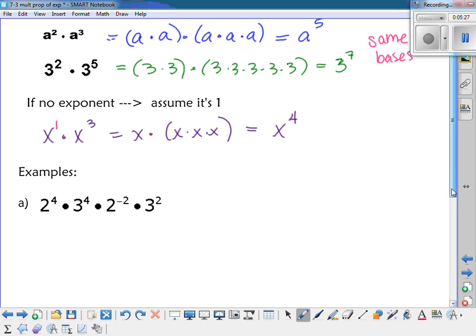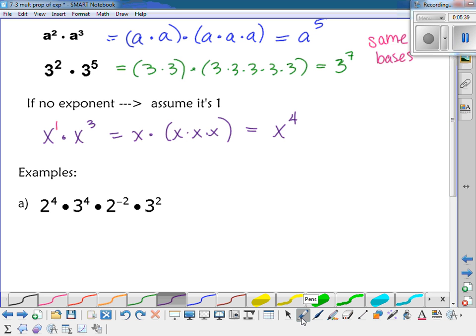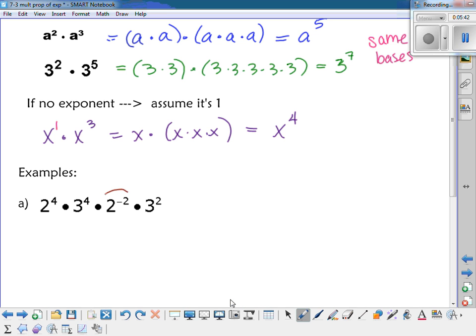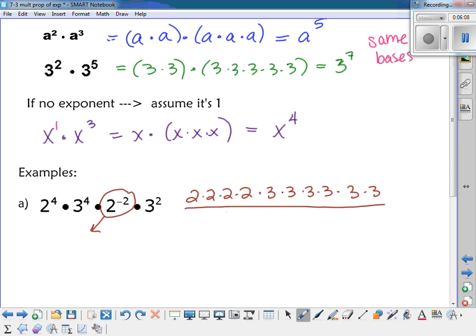So for my first example, I've got 2 to the 4th times 3 to the 4th times 2 to the negative 2 times 3 squared. All right, so first of all, I have a negative exponent right here. So he's not happy. That one's going to have to move to the bottom. So on top, I've got 2 to the 4th. So that's 2 times 2 times 2 times 2. And then I've got 3 to the 4th. So 3 times 3 times 3 times 3. And then I've got 3 squared. So another 2 3s. And then on the bottom, I have 2 times 2.